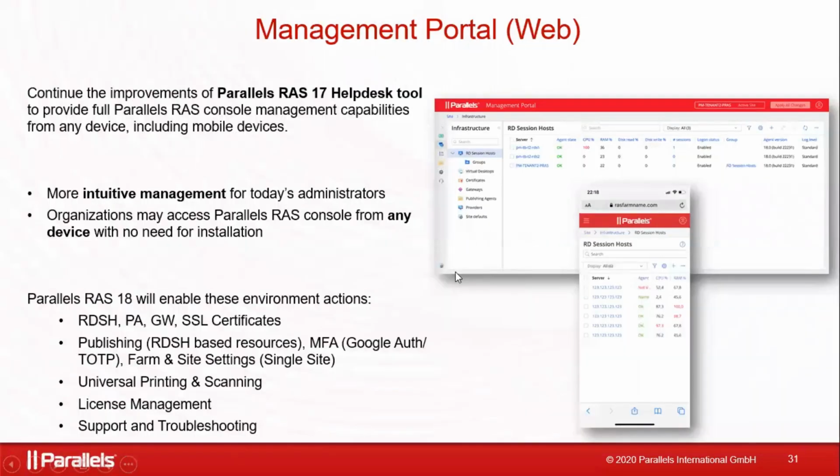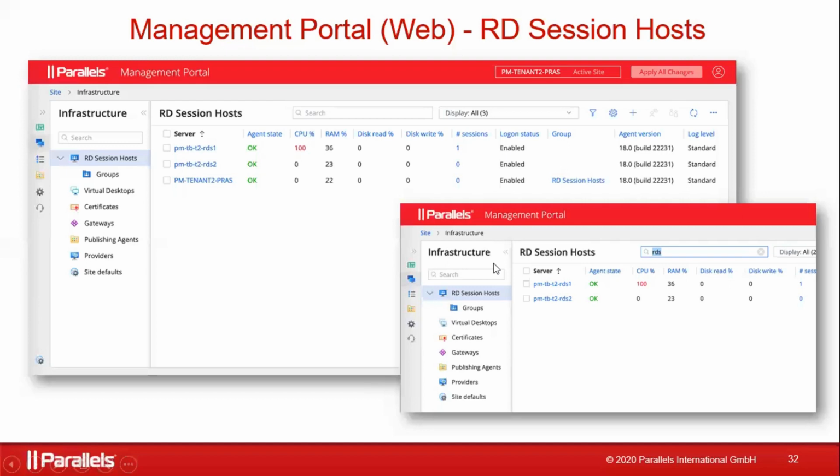And next, we have the management portal. This is the web portal where you can do the management for all the RAS18. You can control all the RDSH, the publishing agent, the gateway, the SSL certificate, and the universal printing and scanning policies. You can check each of the session hosts, their CPU usage, RAM usage, disk usage, and also disk read and disk write, so that you will know how many resources are being spent.